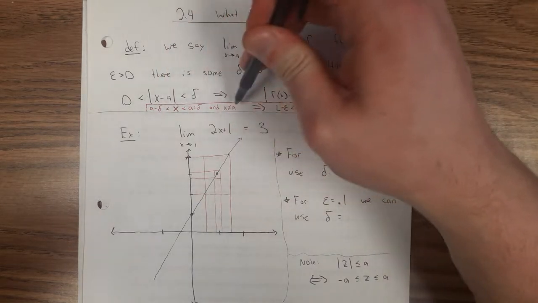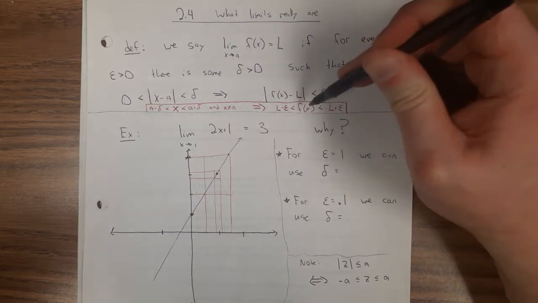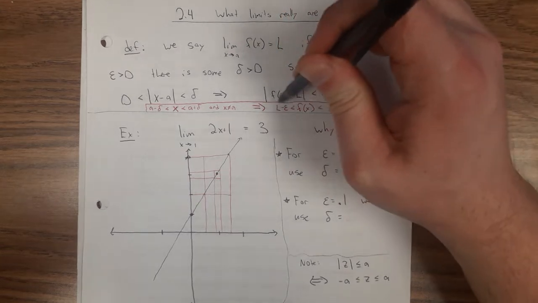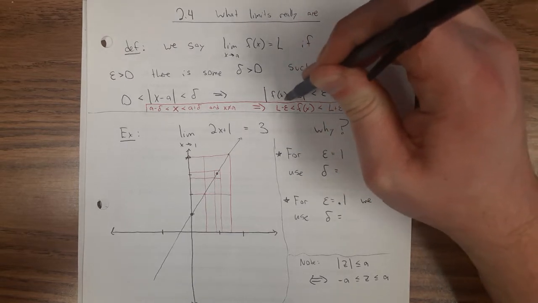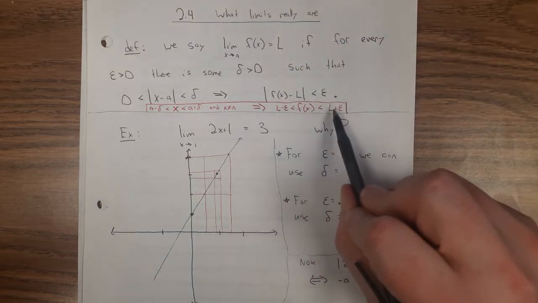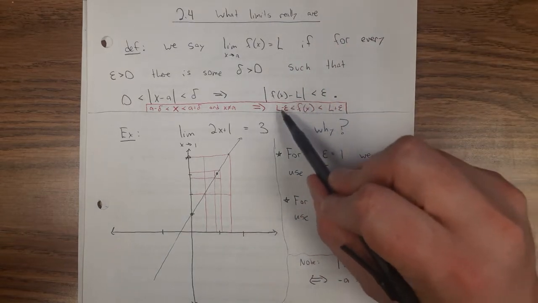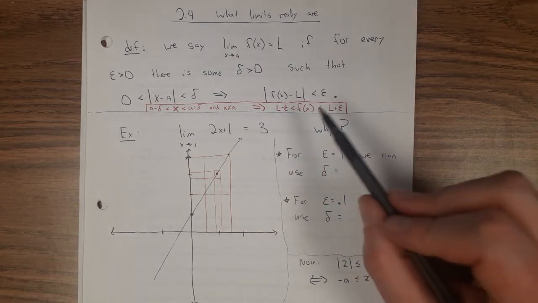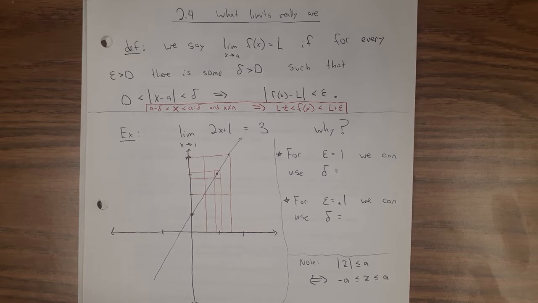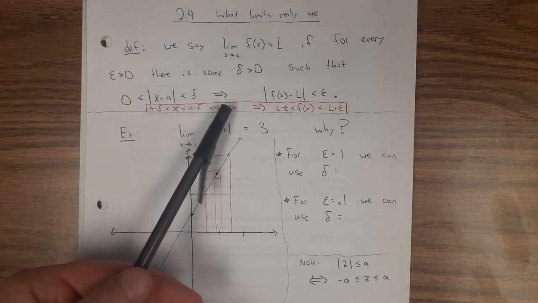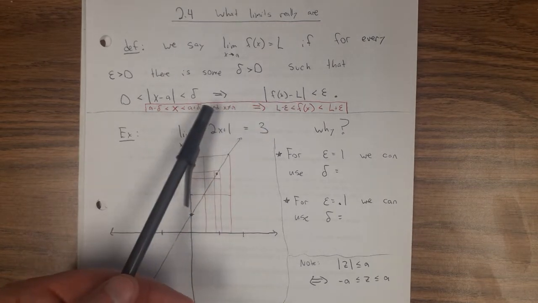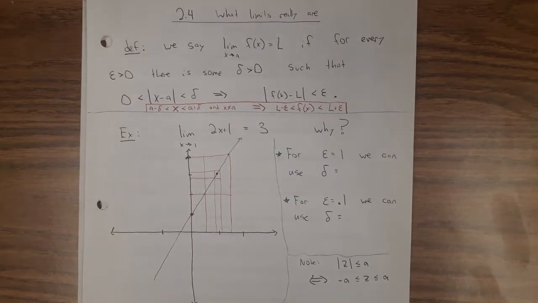And so that statement is supposed to imply this one, which I can translate similarly. This is just saying that the distance between these two numbers is smaller than epsilon, which would mean that f of x is between these two numbers, where you can start at L and go up by epsilon, or you can start at L and go down by epsilon, and f of x has to be in between those two. So once again, roughly speaking, this is just saying that whenever x is close to a, but not exactly a, whenever that's true, f of x is close to L.